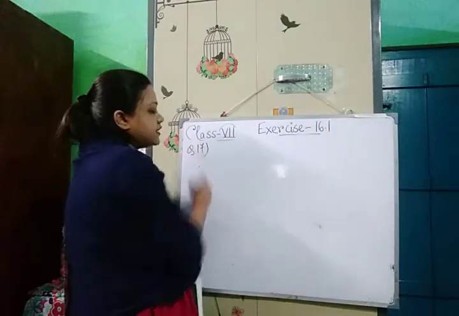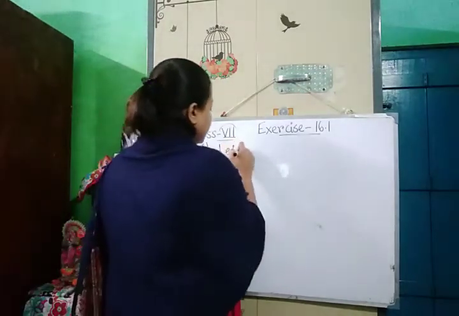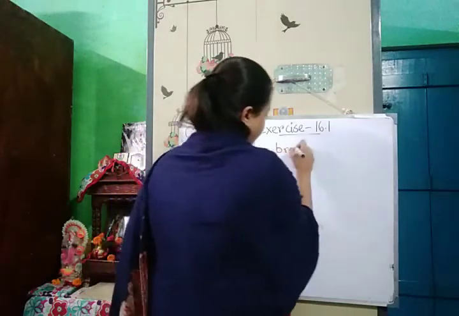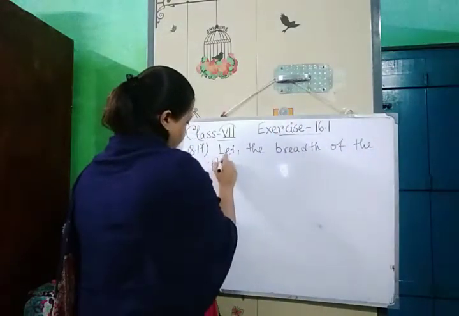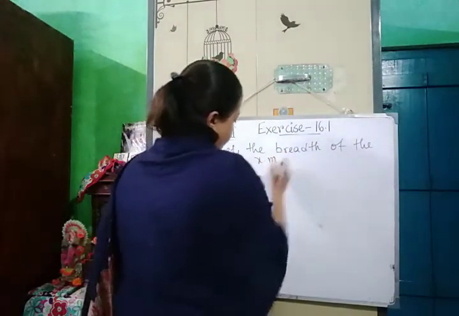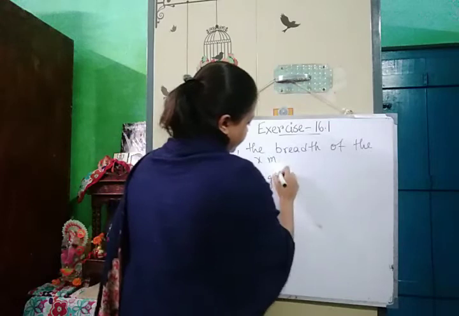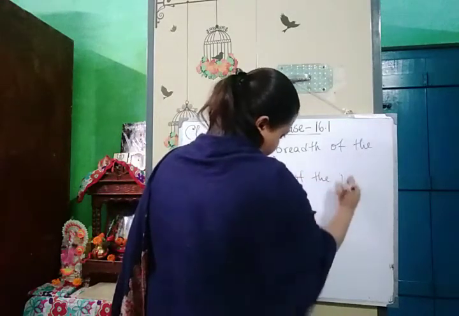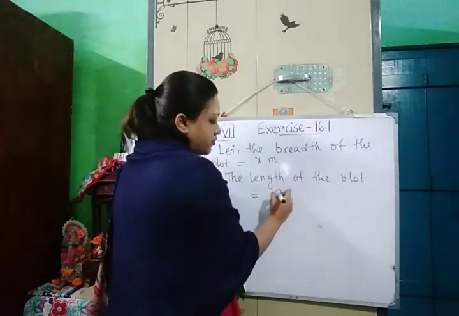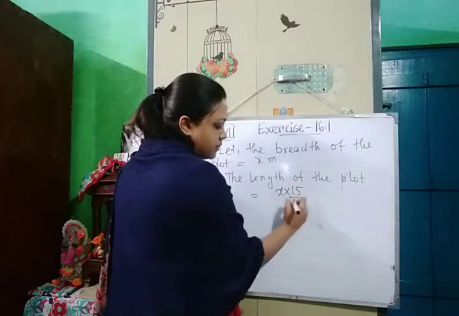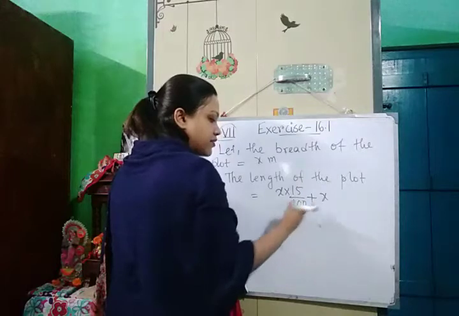So we can assume that the breadth is x meter. Let the breadth of the plot be x meter. Therefore, the length of the plot is 15% more. So 15% of x means x into 15 by 100, and more means plus x. So 15 into x by 100 plus x.